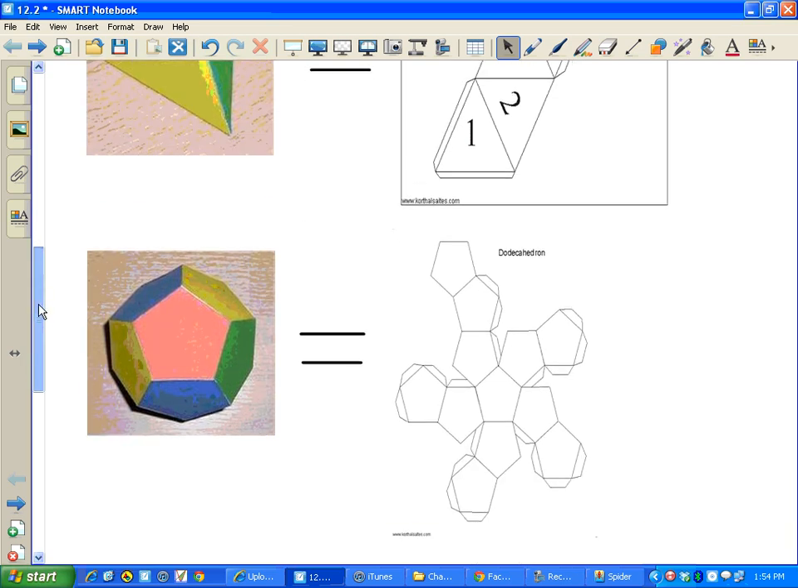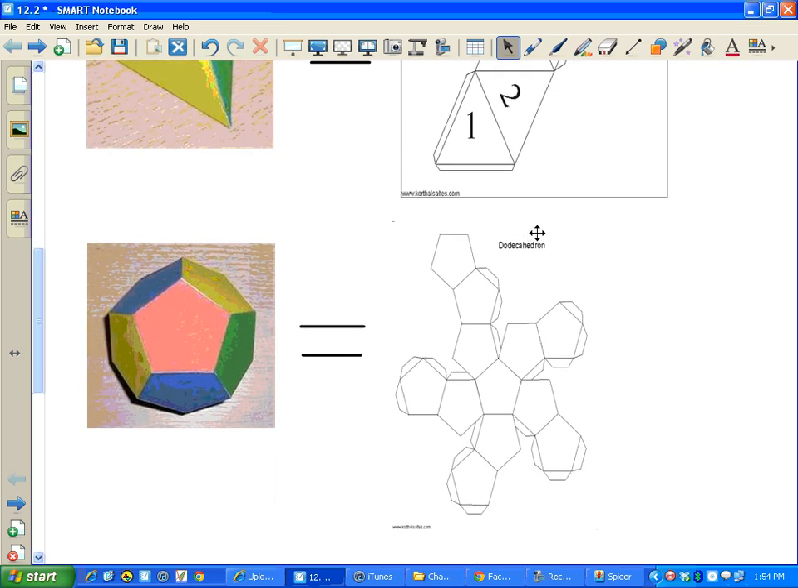And the final one is a dodecahedron. So if you remember, a dodecagon had 12 sides. A dodecahedron has 12 faces. And each face is a pentagon. This is one of the Platonic solids.